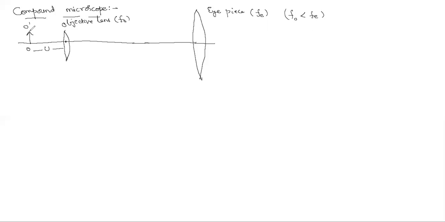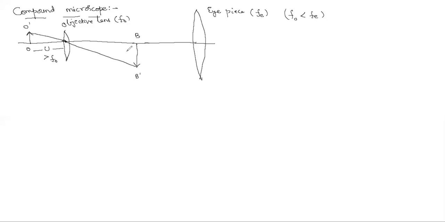It passes through the first objective lens, and here the image is formed. For that I am taking U greater than F0. Greater means the image will be formed on the other side. Suppose the image is formed here. A real image is formed. You take this one as I dash.